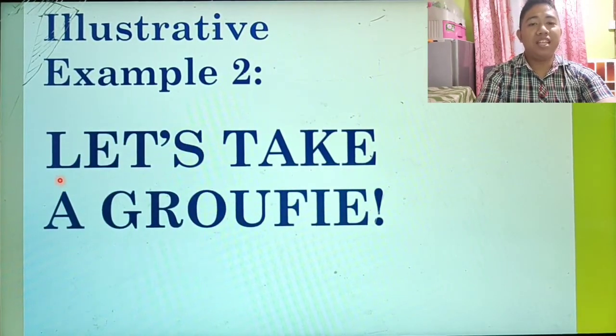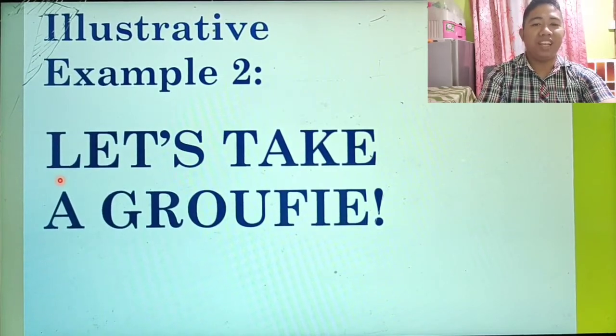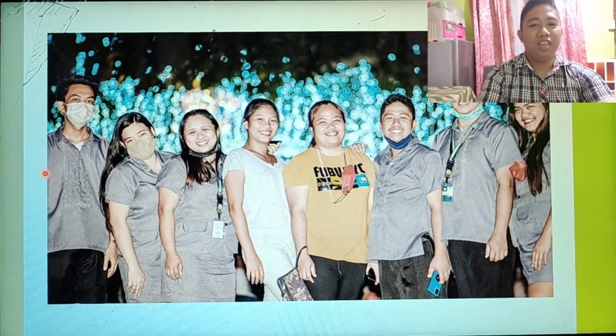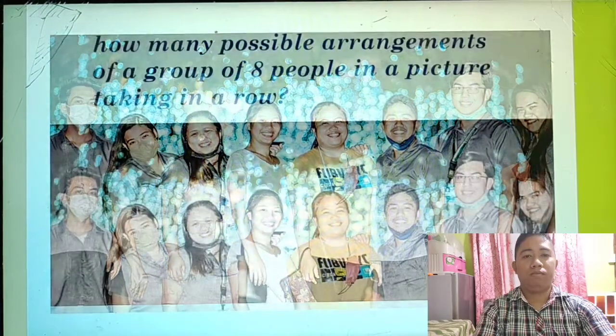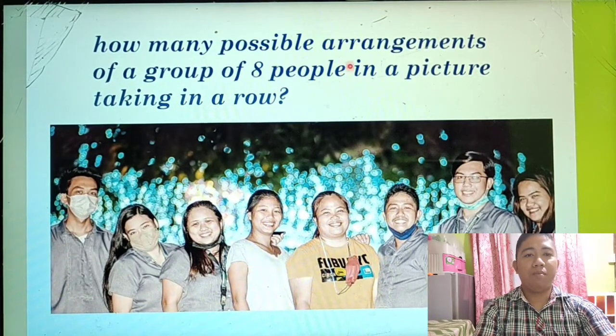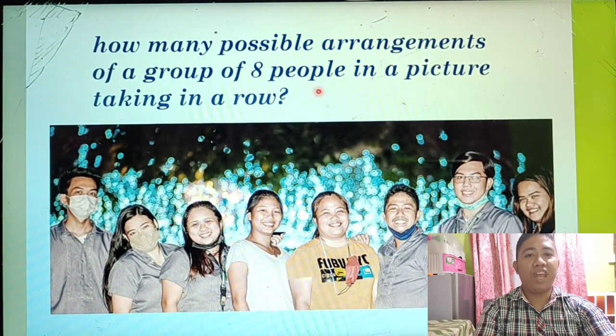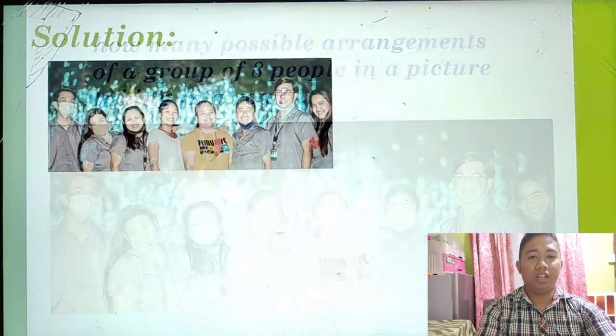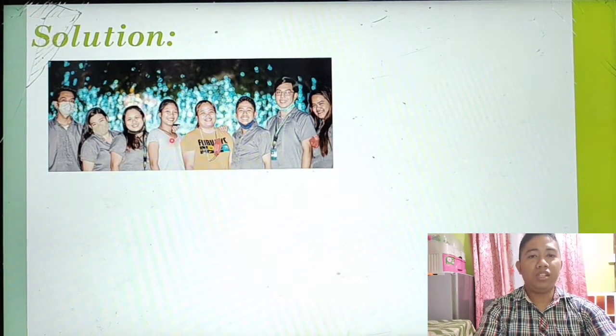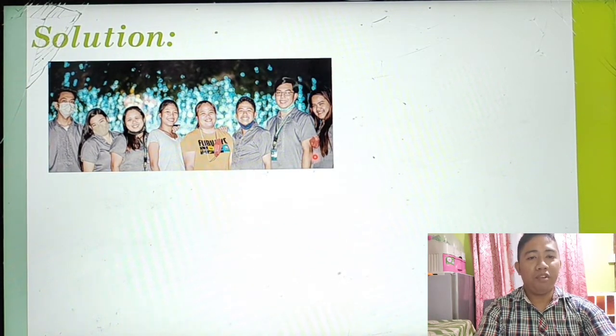So my dear students, friends, and viewers, let's take a groupie. In this picture, we have only 8 persons taking a picture in a row. So the question is, how many possible arrangements are there of a group of 8 people in a picture taken in a row? To solve this problem, here is the solution. These are only 8 people captured in a picture taken in a row.